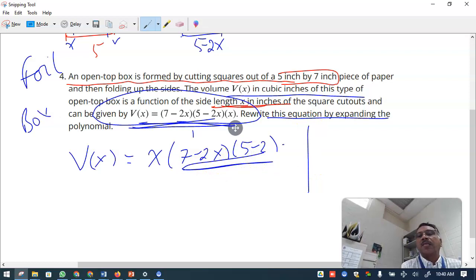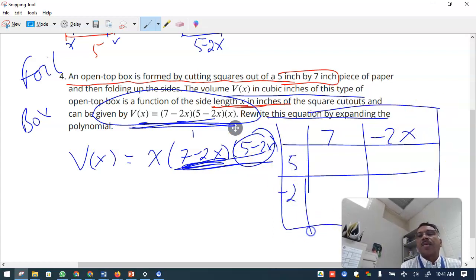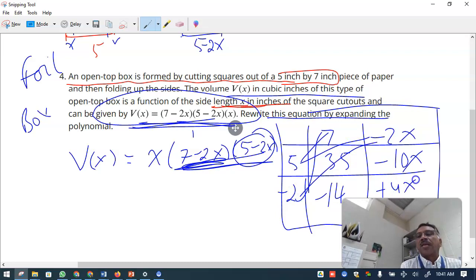You make a box like this, okay? And you can see, this is 7 minus 2x, so I'll put 7 minus 2x. And the other one is 5 minus 2x, so you put 5 minus 2x and make a box out of this. So 5 times 7 is 35. 5 times minus 2x will be minus 10x. Minus 2x times 7 will be minus 14x, and minus 2x times minus 2x is plus 4x squared, right?